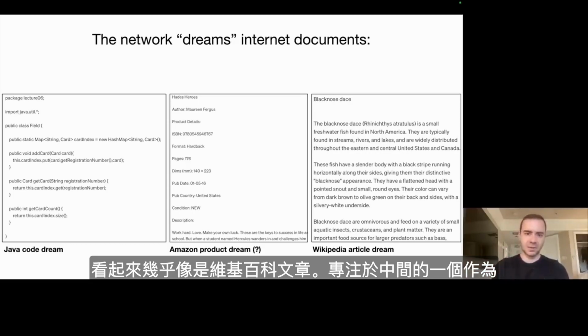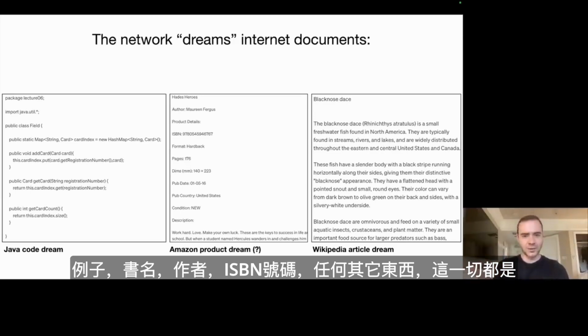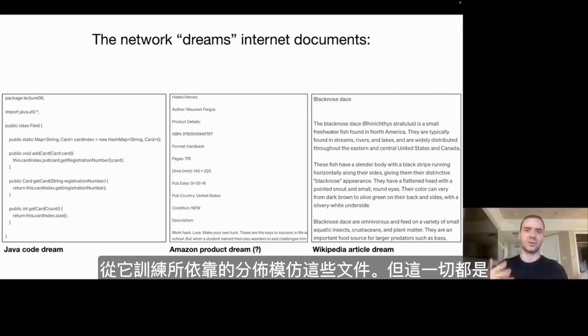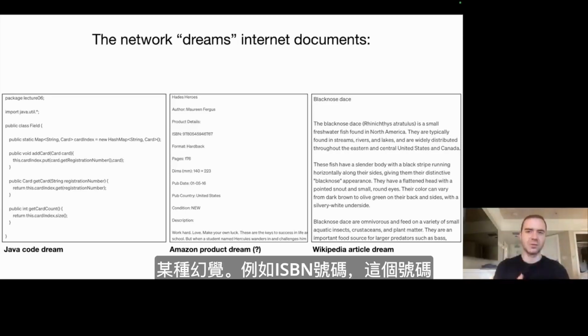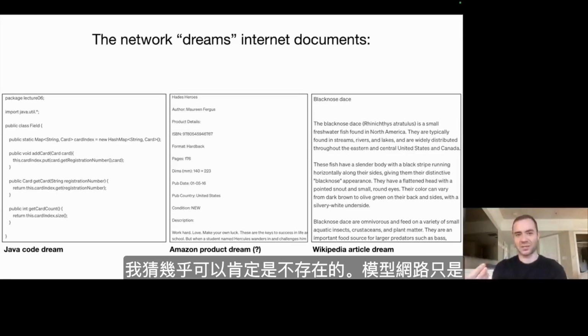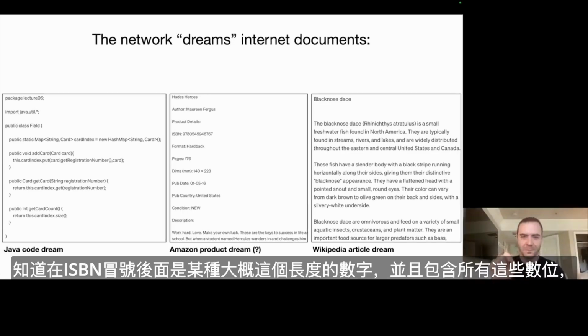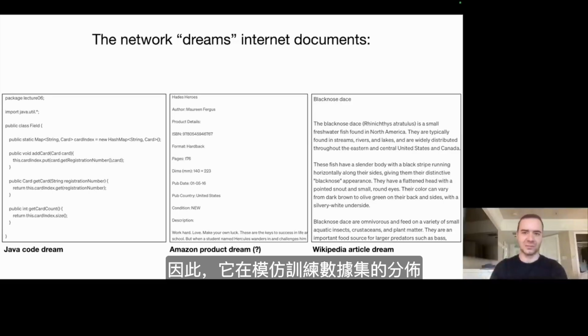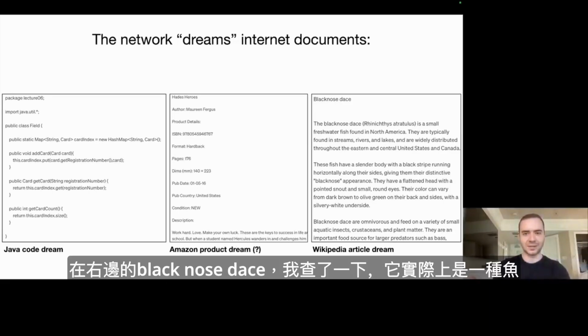Focusing for a bit on the middle one as an example. The title, the author, the ISBN number, everything else, this is all just totally made up by the network. The network is dreaming text from the distribution that it was trained on. It's just mimicking these documents. But this is all kind of like hallucinated. So for example, the ISBN number, I would guess almost certainly does not exist. The network just knows that what comes after ISBN colon is some kind of a number of roughly this length, and it's got all these digits. And it just kind of like puts in whatever looks reasonable. So it's parroting the training dataset distribution.